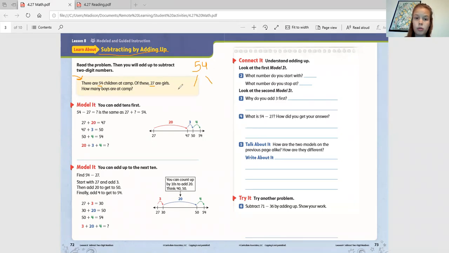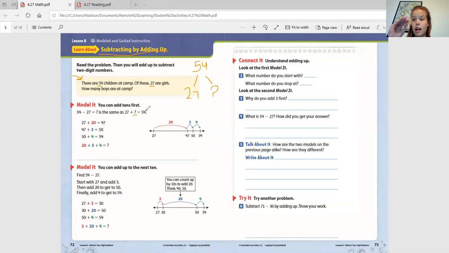And we know 27 and are trying to figure out the other number. All right, so let's look down here because it has us model it first. Let's walk through it. So we have 54 minus 27 is the same as 27 plus blank equals 54. And you're trying to figure out what you add to 27 to get up to 54.